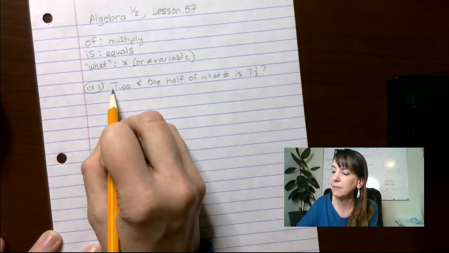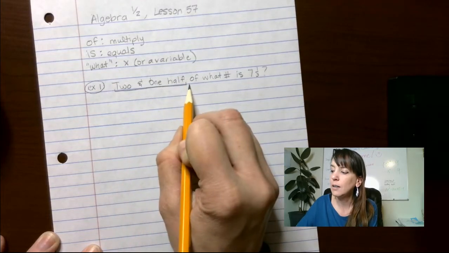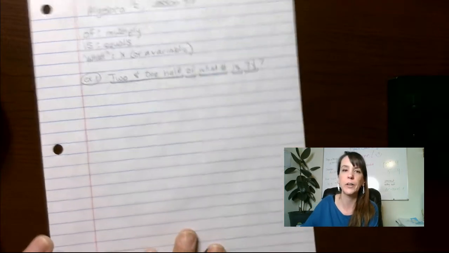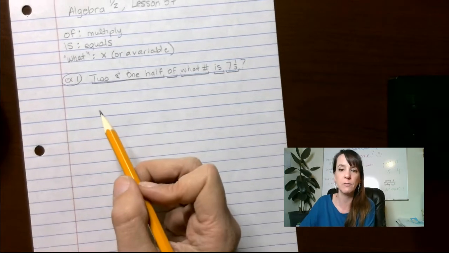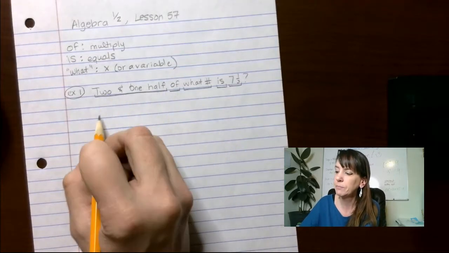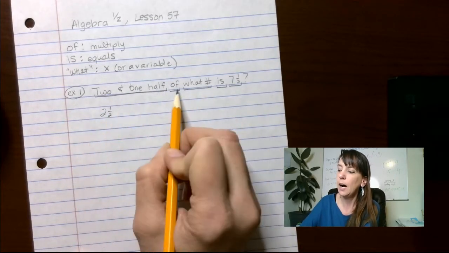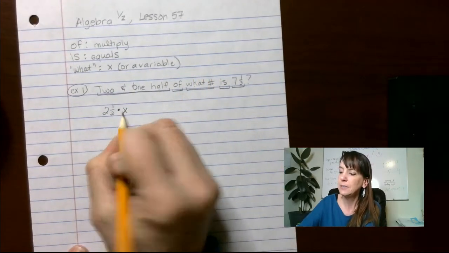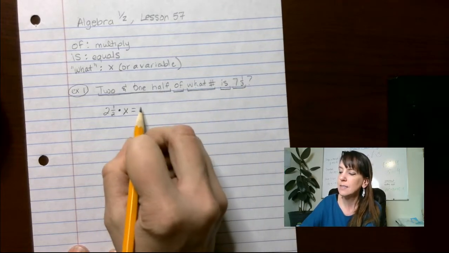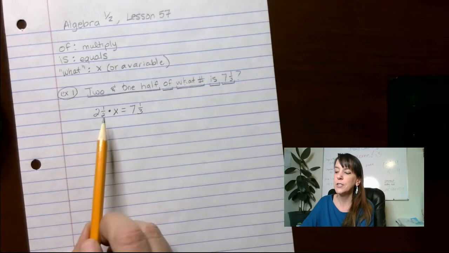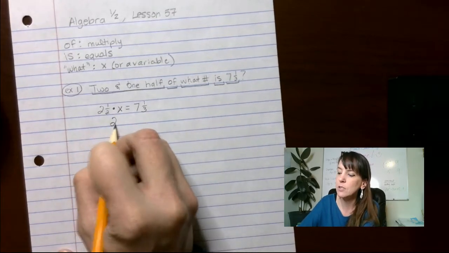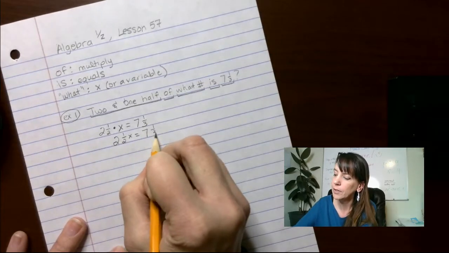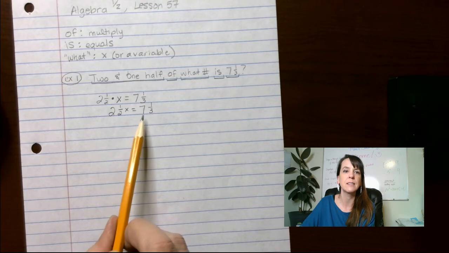2 and 1/2 of what number is 7 1/3. Okay, so I've broken everything up here. Let's convert it from English to math. 2 and 1/2 of means multiply, so I'm going to use a big dot there. What number means X. Is 7 1/3. So that multiplication, I'm just going to rewrite this just like in the last lesson. We have 2 1/2 times X equals 7 1/3.